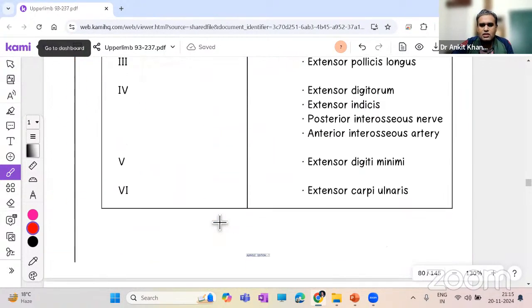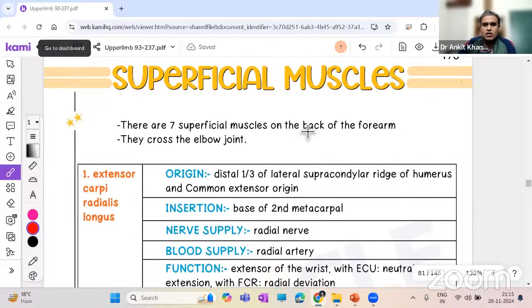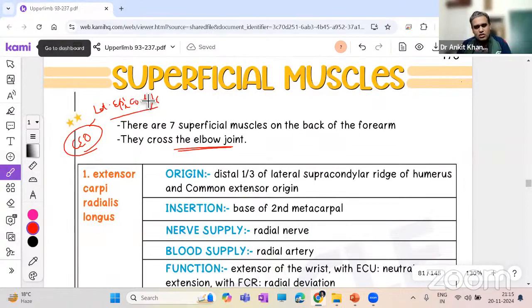Okay, these are the names of all the structures lying in the compartment. Here comes the superficial group. Like in the front of the forearm, we have the back of the forearm muscles, but now you have a good idea. There are some superficial muscles on the back of the forearm. They cross the elbow joint, obviously, because they come from the common extensor origin. The common extensor origin is on the lateral epicondyle. I'm sure you must have seen a few matches, Sachin Tendulkar, a quite famous personality, Bharat Ratna awardee. He had this problem a couple of decades ago. Tennis elbow, lateral epicondylitis.